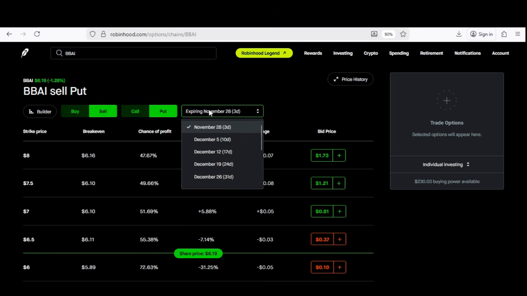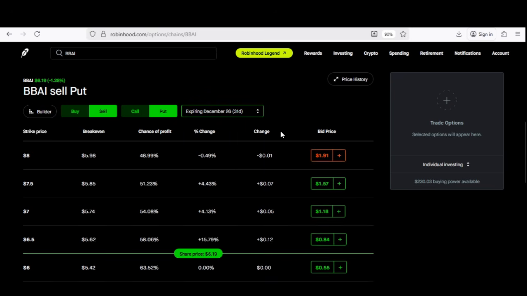The strike date I'll be going with is December 26th, which gives us 31 days to expiration. The reason I'm using this particular date is because I want to perform what's known as a monthly expiration date. So December 26th gives me the closest expiration date to 30 days. So now we have our sell, we have our put, and we have our expiration date of 30 days out.